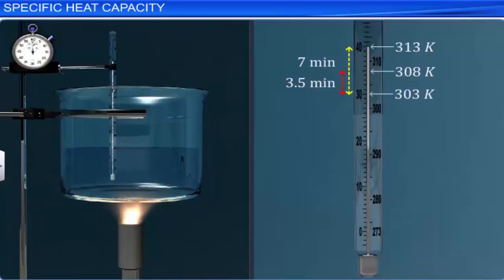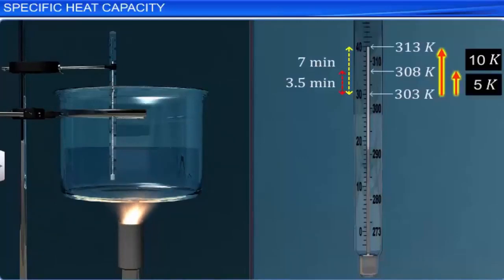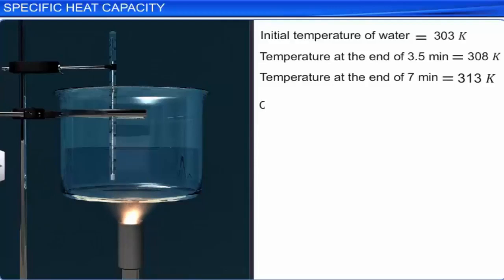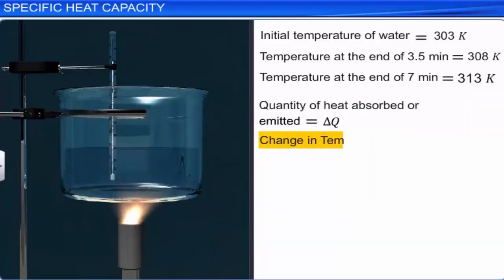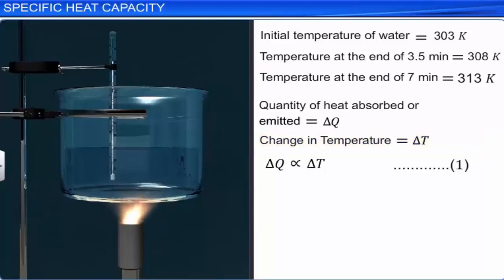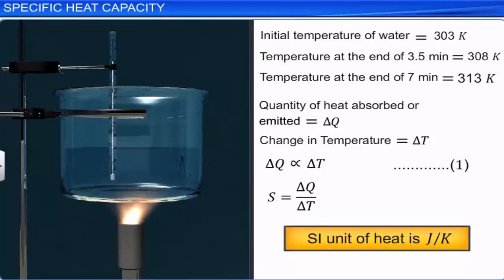and to 313 Kelvin at the end of 7 minutes, the amount of heat absorbed for a rise in temperature of 10 Kelvin is double the amount of heat absorbed for a rise in temperature of 5 Kelvin. This means the quantity of heat absorbed or emitted, delta Q, by a body is directly proportional to its change in temperature, delta T. Let this be equation 1. Heat capacity denoted by S of a body is defined as the heat absorbed or emitted per unit change in its temperature. Therefore, S is equal to delta Q by delta T. The SI unit of heat capacity is joules per Kelvin.